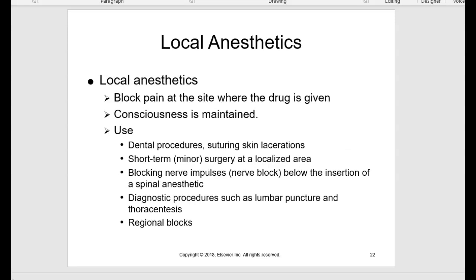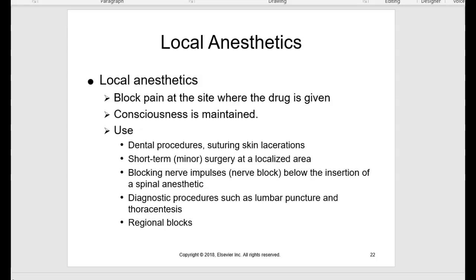Local anesthetics work by blocking pain at the site where the drug is administered by preventing conduction of nerve impulses. So if you think about someone who maybe cut their hand deep and they need to come in and get some sutures, when the provider would use lidocaine to numb up the area, that would be considered a local anesthetic because it's just that small area that's being numbed up. They're useful in dental procedures, suturing skin lacerations. They can be used for short-term or minor surgery at a localized site. They can be used for nerve blocks and diagnostic procedures such as lumbar punctures and thoracentesis.